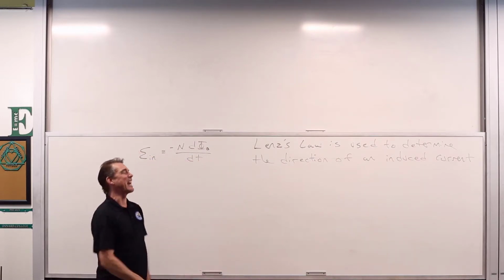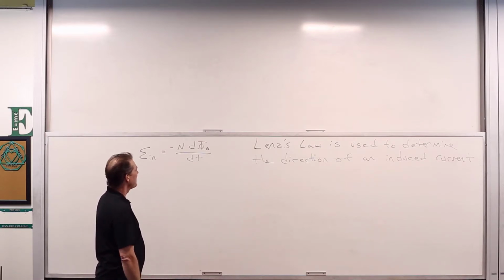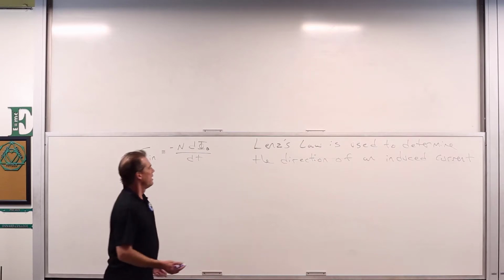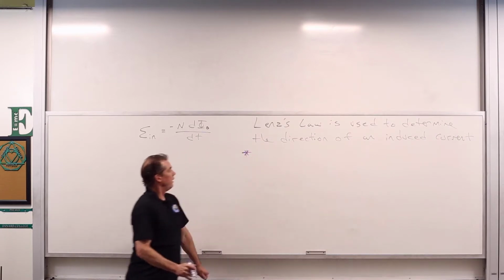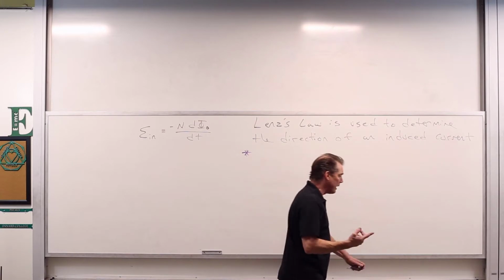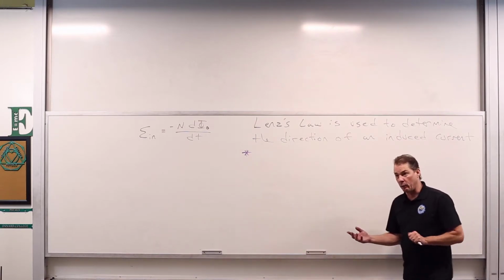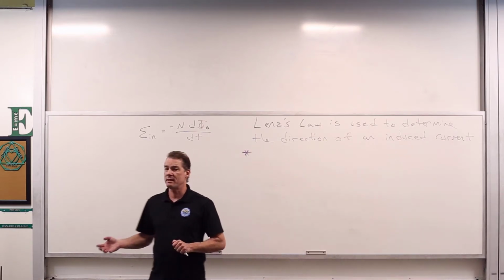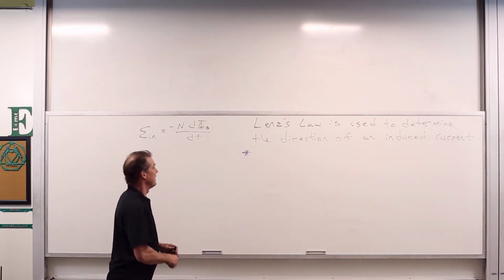Lenz's law is just a statement. And it can be kind of a confusing statement at that. But once you kind of get down the idea, it's not that bad to use. And ultimately, Lenz's law says that the induced current will produce an induced magnetic field such that that induced magnetic field directly opposes the change in flux that is originally occurring.